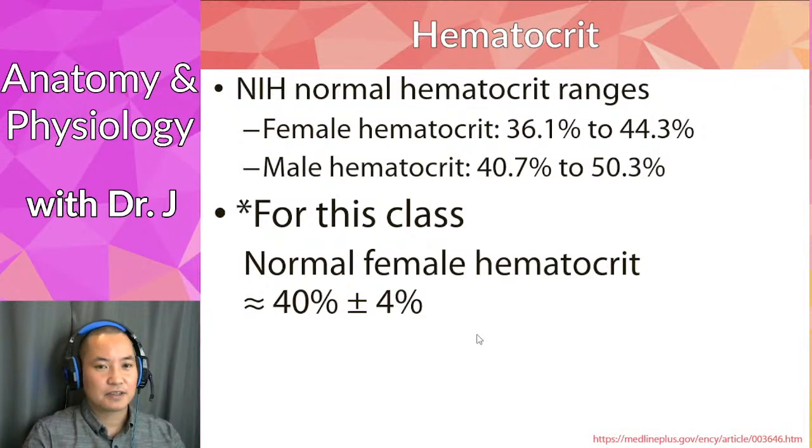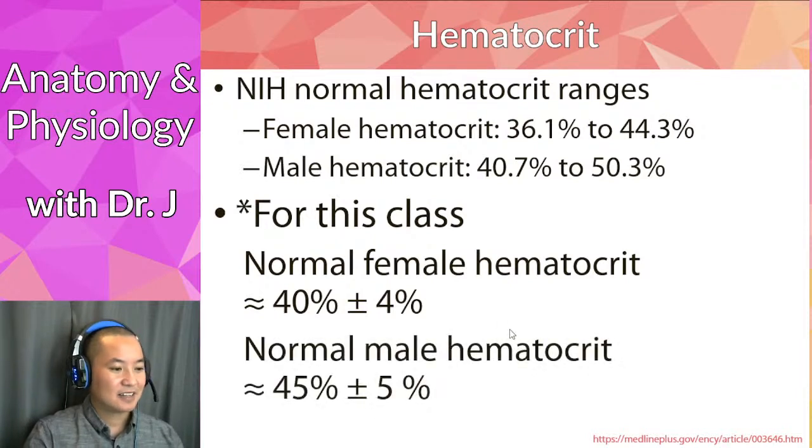So that's pretty easy, 40 plus or minus 4%. And normal male hematocrit, 45% plus or minus 5%. So that would be like 40 to 50. That's kind of rounded. If you round it off to the nearest whole percent, you get the same values.